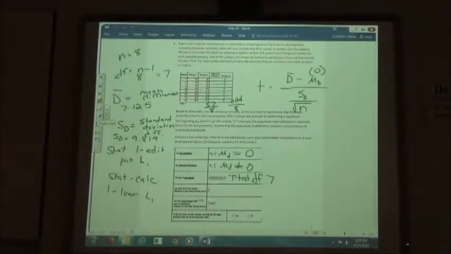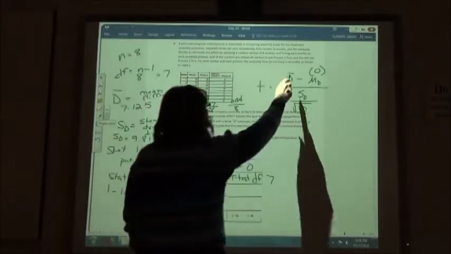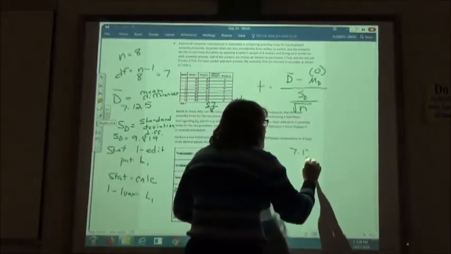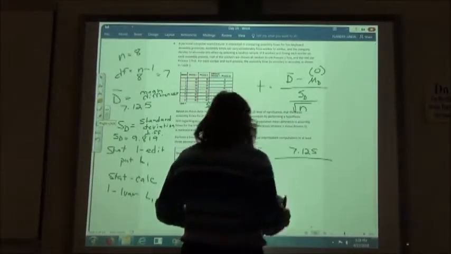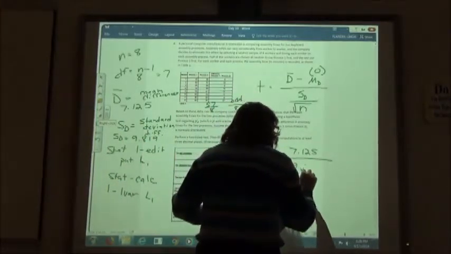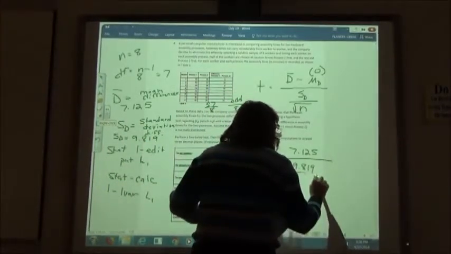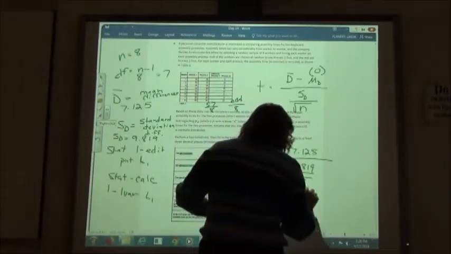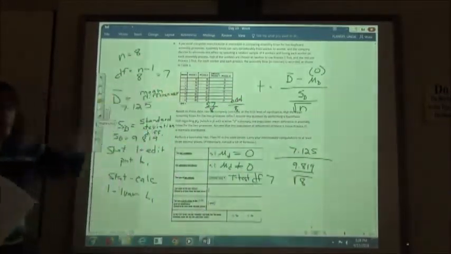So now that we know those numbers, we are going to do the 7.125 divided by the 9.819 over the square root of n. N was 8. There were 8 people that they were comparing.